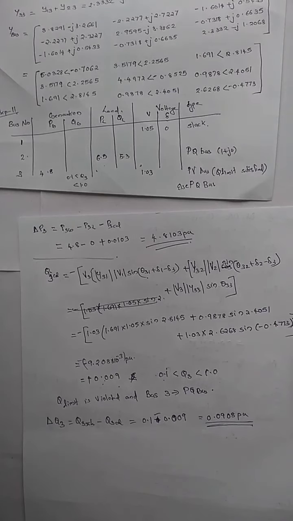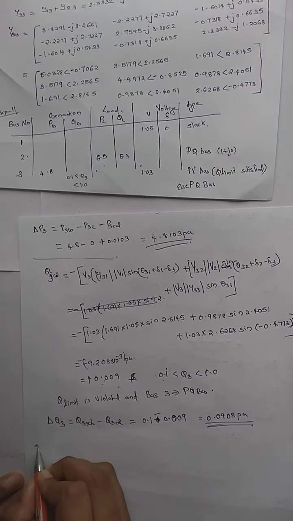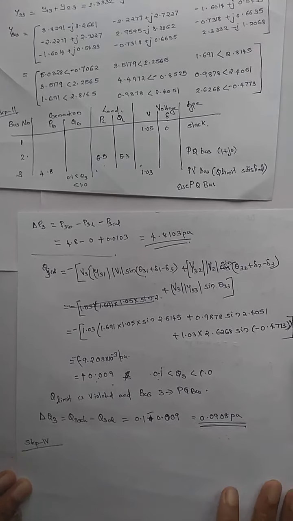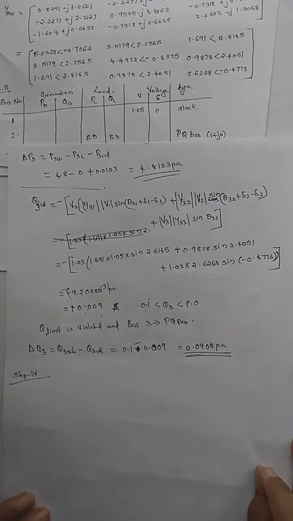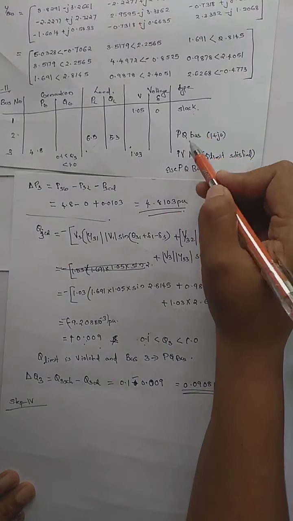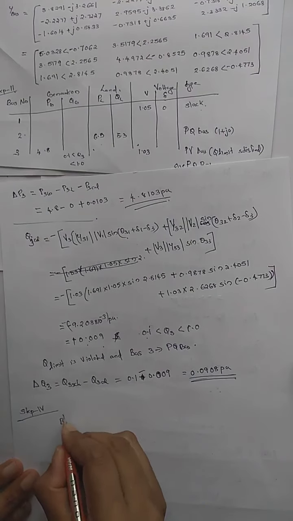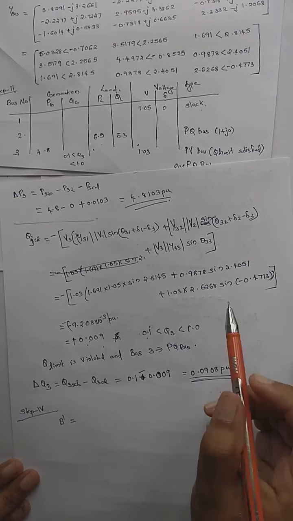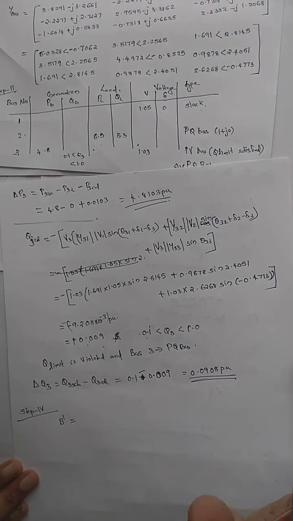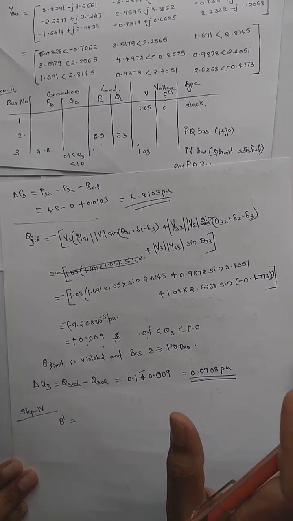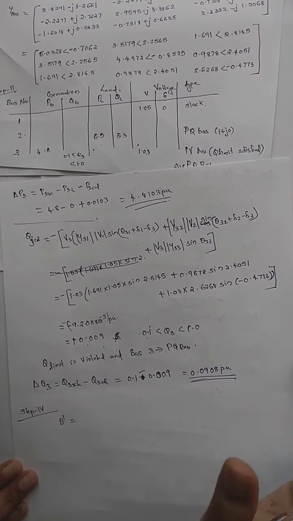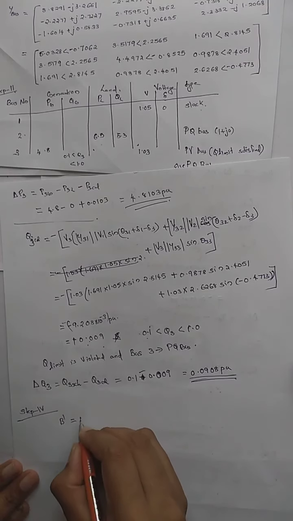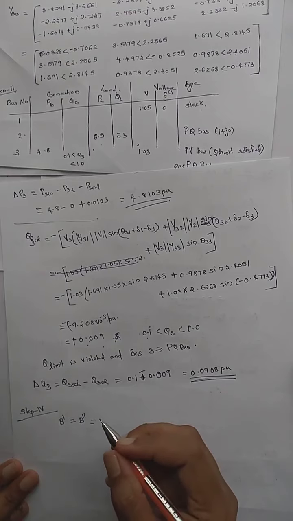Next is our step 4. Now we know our system has only one slack bus and two PQ buses. So next we have to find out our B dash matrix. Since we have no PV buses here, our B dash and B double dash values will always be the same, because no PV buses are there, only PQ buses.